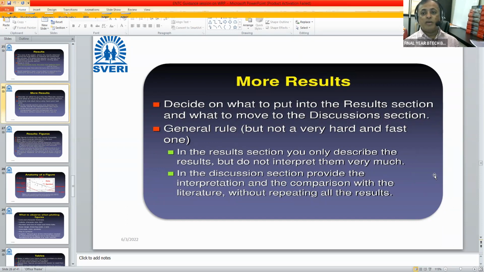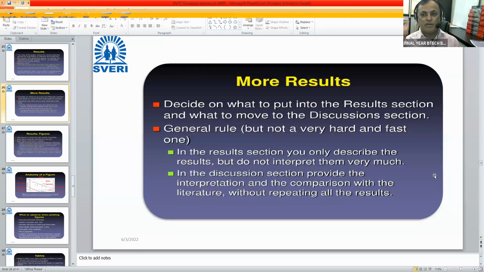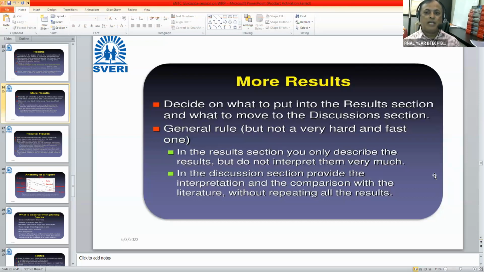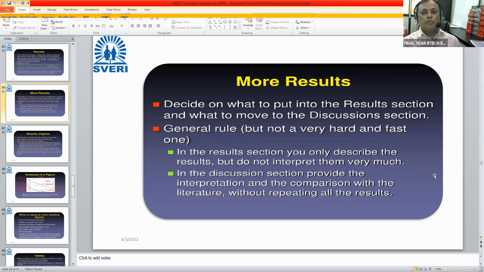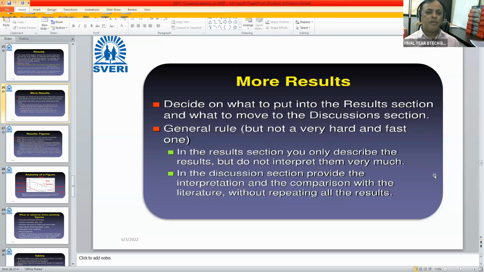More results: decide what you put in the results section and what to move to the discussion section. So there are two things here: one is your results and the other is discussion. What you want to put as a result and what you want to discuss on that result are two different things, and they are very important. You have to first decide what the result is and what the discussion part is. It is a general rule, but not a very hard and fast one.